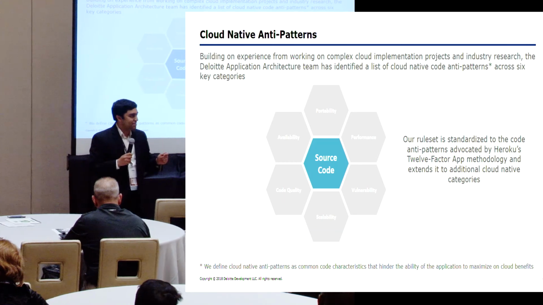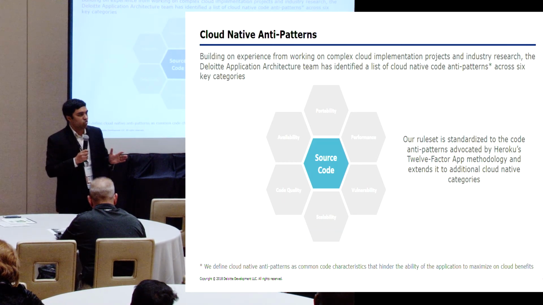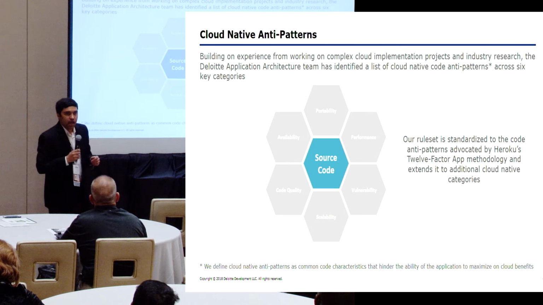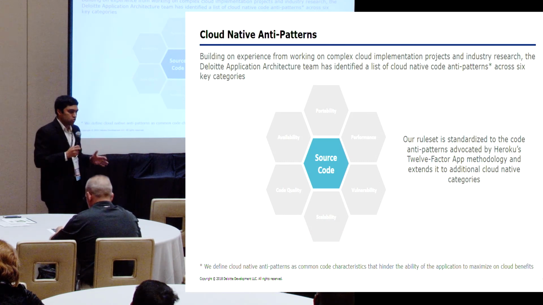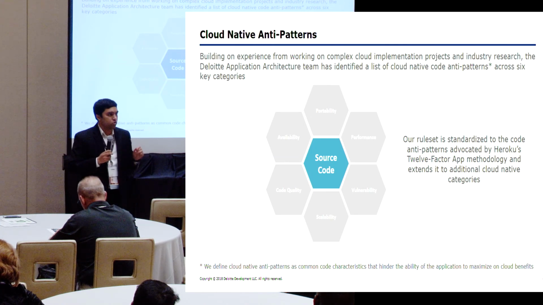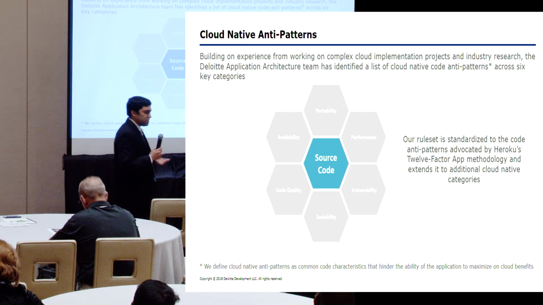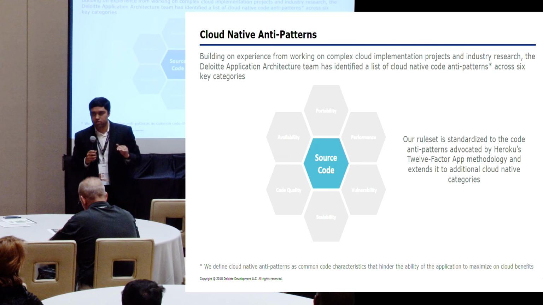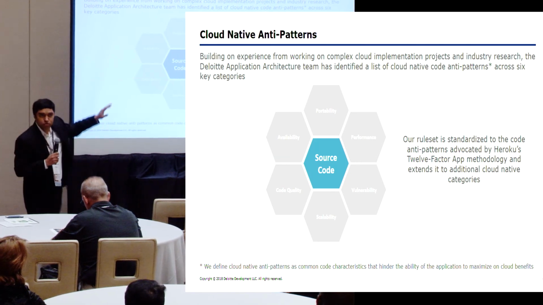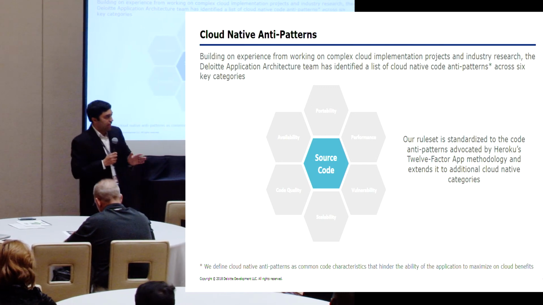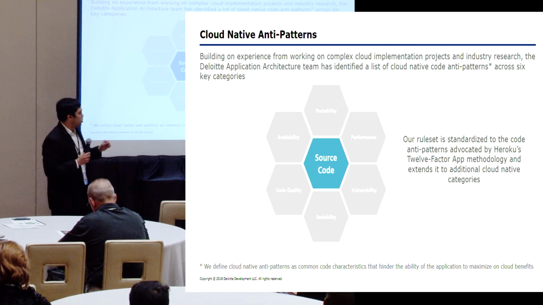I then sharpened my pencil and pared that list down to 120 Java and .NET anti-patterns. And then standardize that rule set to Heroku's 12-factor application methodology with focus on cloud-native programming principles such as session statelessness, a services-oriented architecture, ephemerality of compute and storage, and then extended that further to these categories that you see here.